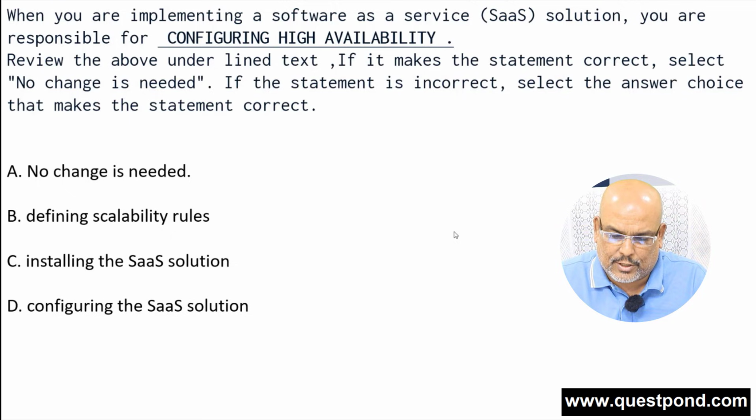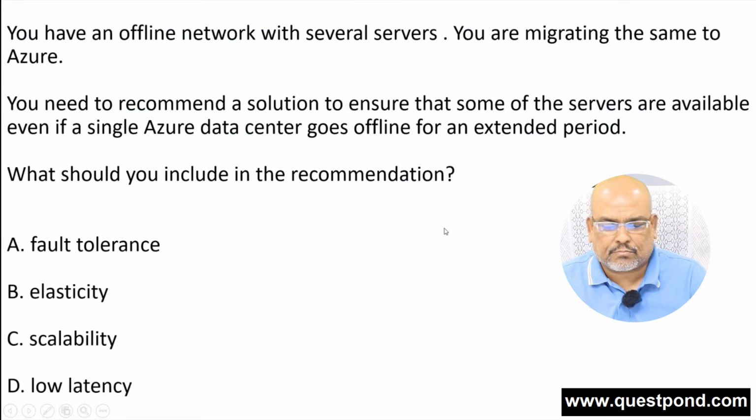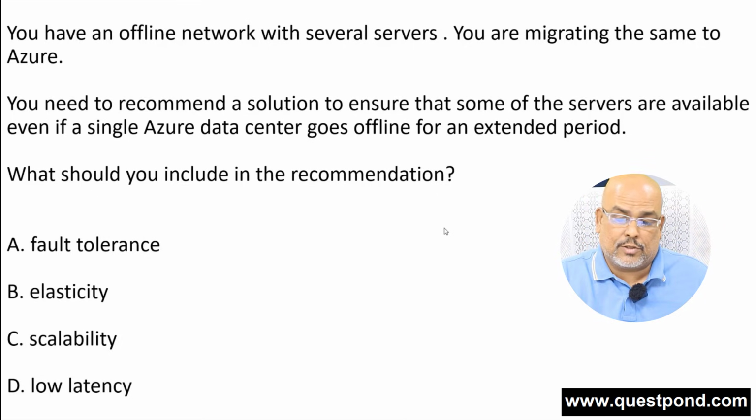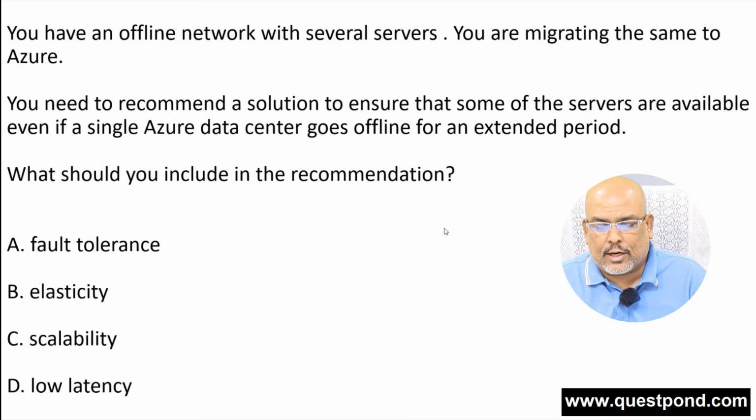Question number 7, let me take that up also. Again, you can see that A, B, C, D is around elasticity and fault tolerance, so refer to that chapter. You have an offline network with several servers. You are migrating the same to Azure. You need to recommend a solution that ensures some servers are alive even if the data center goes offline.